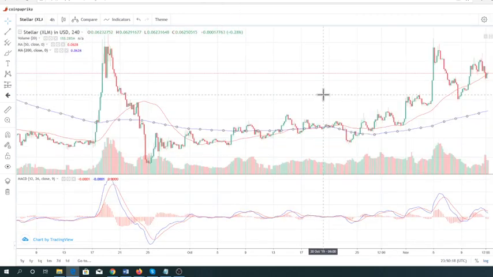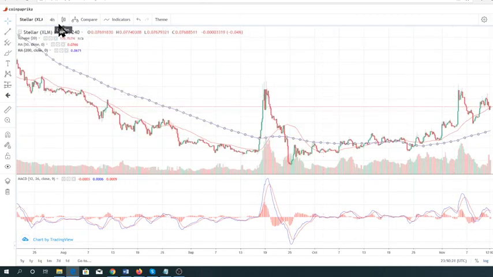Okay, now looking at Stellar XLM. The reason for this is I'm including this in my analysis.